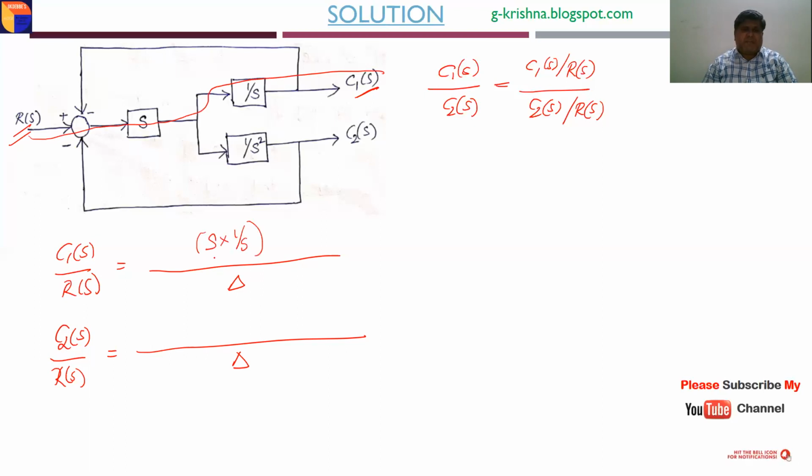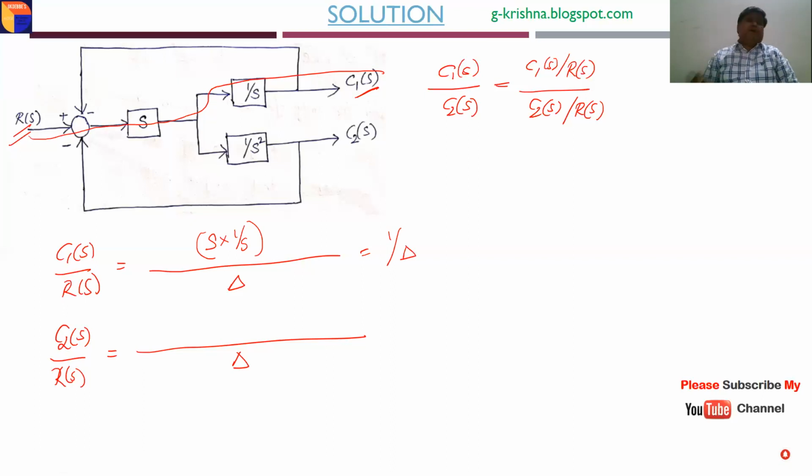For the delta 1 calculation, we should know the loops. How many loops do we have? One loop gain is S into 1/S into minus 1. Another loop gain is S into 1/S square into minus 1, and both are touched. In forming this forward path gain, both the loop gains are touched with each other. Hence delta 1 is 1, and this answer will be 1/delta.